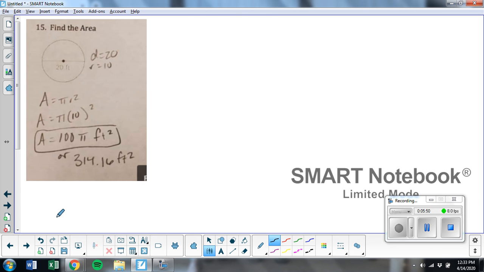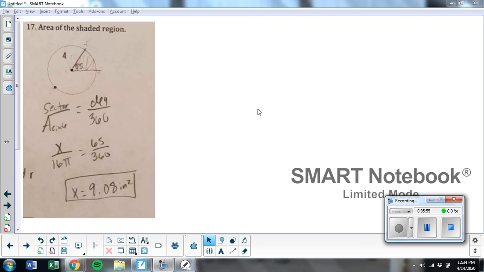Okay, and then 17, oops, one second. Okay, so number 17, it says we need to find the area of the shaded region. Well, that is a sector, so I'm using that same formula that we just had. Area of a sector over area of a circle equals degree over 360. Area of the sector, we don't know, so I'll call it x. I don't know the area of the circle because they didn't tell me, but they did tell me that this radius here was 4.